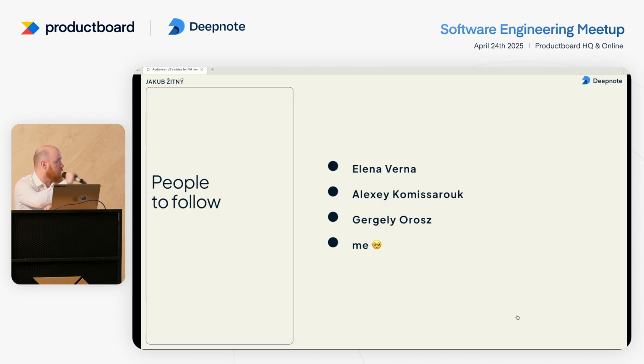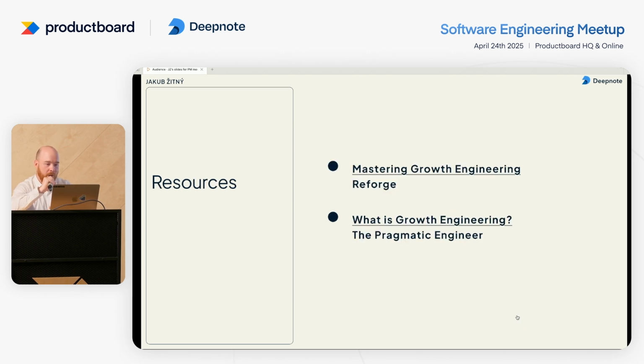And then there are some interesting people to follow. Of course, Elena Verna, the PLG mastermind on LinkedIn, very popular, but also very down to earth and actually able to contribute to something that you are working with. Alexei is a growth engineer. He has very good content. Gergely Orosz is the author of the Pragmatic Engineer blog.